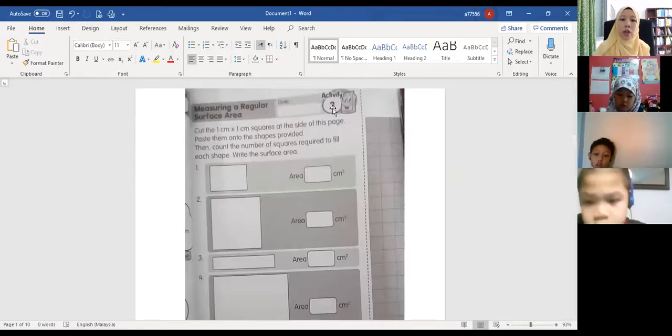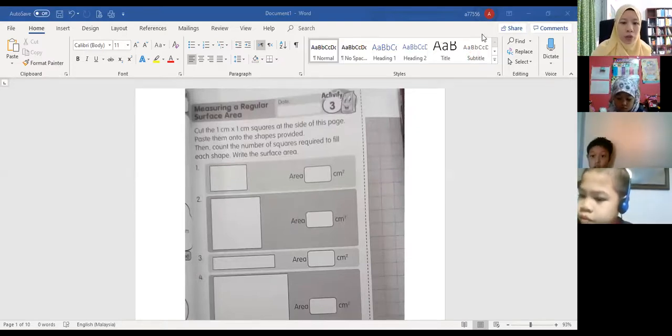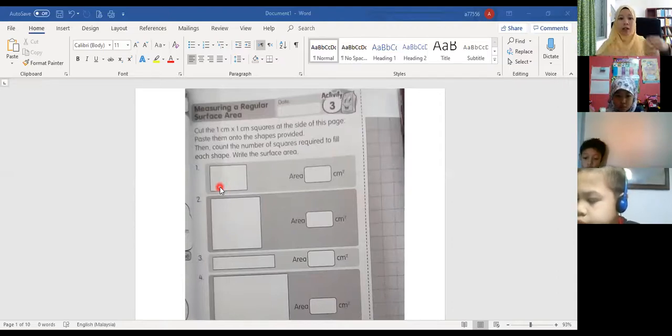Okay, so what should you do? You have to cut. Awak kena potong. You have to cut the square shape and you have to arrange inside the box. Okay, inside the box because you have to arrange. Everybody can? Okay, because you will calculate the area of the regular box. Okay, I will show one example.